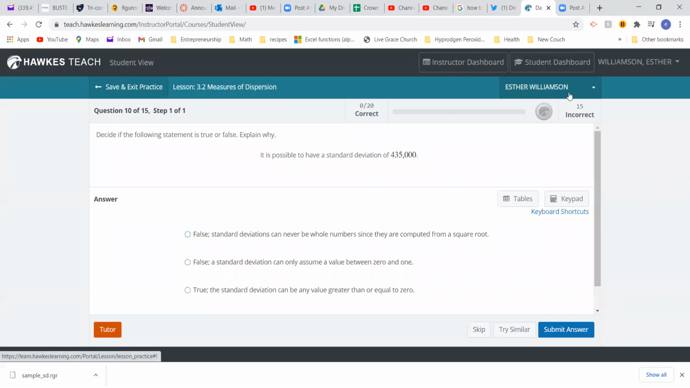So is it possible to have a standard deviation of 435,000? Yes, it is possible to have a standard deviation that large. Standard deviation can be any value greater than or equal to 0. It can't be negative though, because remember the formula requires us to take the variance, which is a squared measurement, and then take the square root.